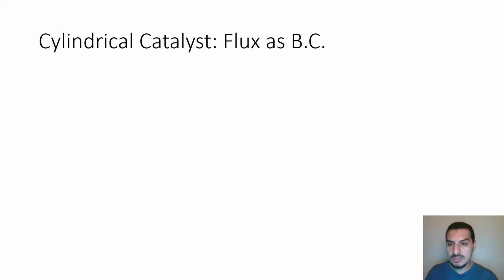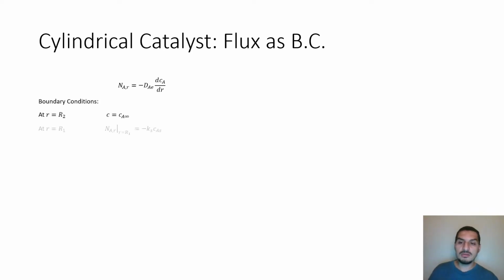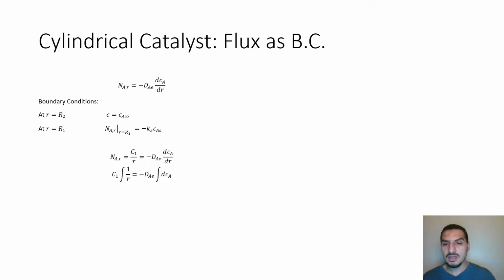negative Ks multiplied by CAS. So these are the boundary conditions. This is the main difference that we will apply. Again, we will equate the two equations, the flux equation and the C over R, and then we'll do the integration the same way, but in this case we don't have limits of integration because this boundary condition is not constant, so we cannot do limited integration here. So we'll do the integration by adding an integration constant which is C2.